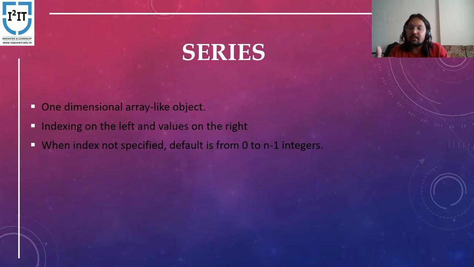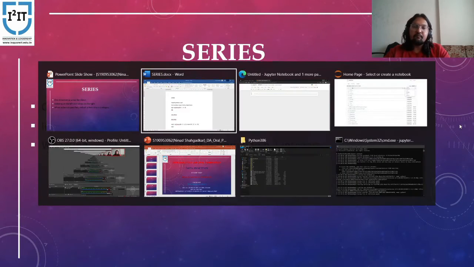What n minus 1 means is that n is the length of the particular data set or dictionary which I have initialized as a series using pandas. So why n minus 1? Because our indexing starts from 0 and not from 1. So we are considering it to start at 0 and end at n minus 1. Let us look at some examples.